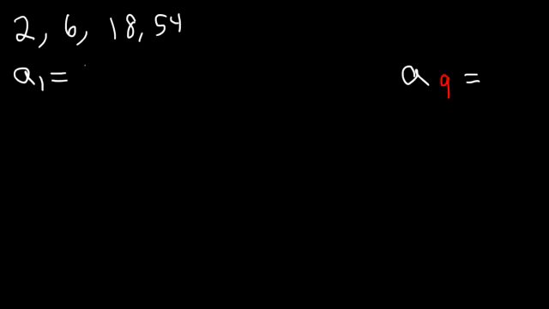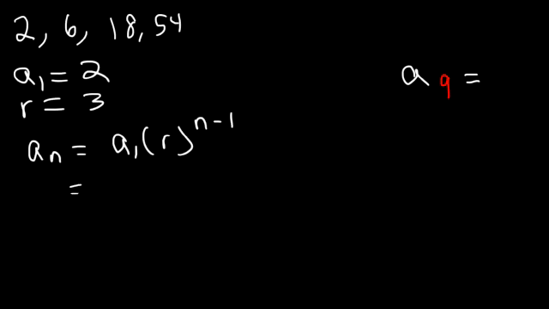So let's say we have the following geometric sequence, 2, 6, 18, and 54. Go ahead and find the value of the ninth term of this geometric sequence. So first, we need to write the equation. And to do that, we need to identify the first term, which is 2, and the common ratio. 6 divided by 2 is 3, 18 divided by 6 is 3, and so forth.